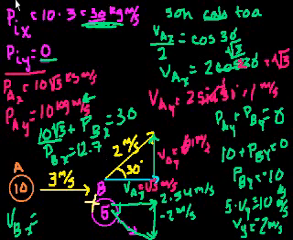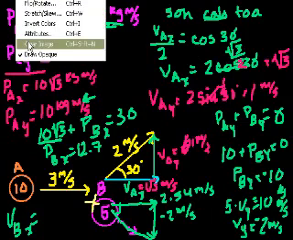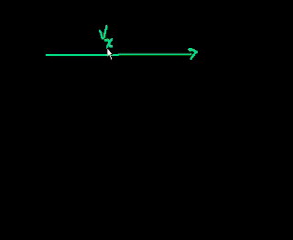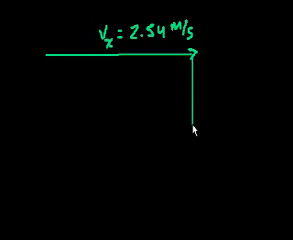So let me clear all of this, and let's remember these two numbers, 2.54 and minus 2. So for B, we learned that in the x direction, its velocity is equal to 2.54 meters per second. And in the y direction, it was moving down. We could write this as minus 2, but I'll just write this as 2 meters per second downwards. Right, same thing. Minus 2 up is the same thing as 2 meters per second down.